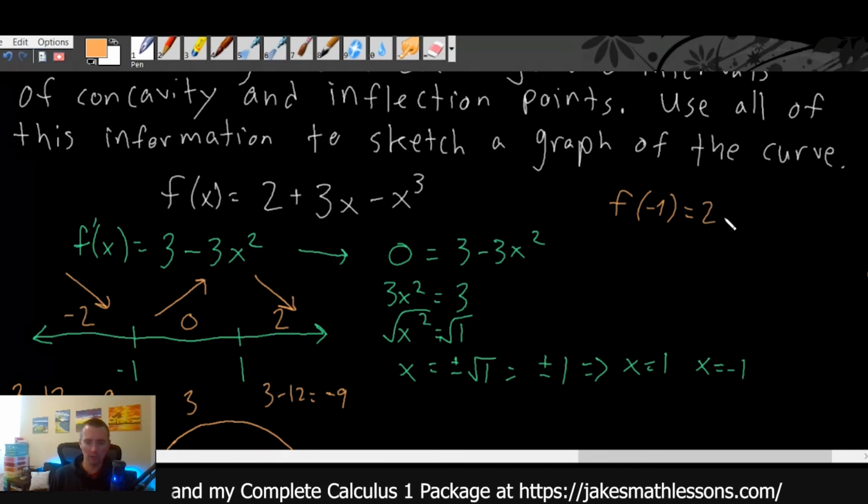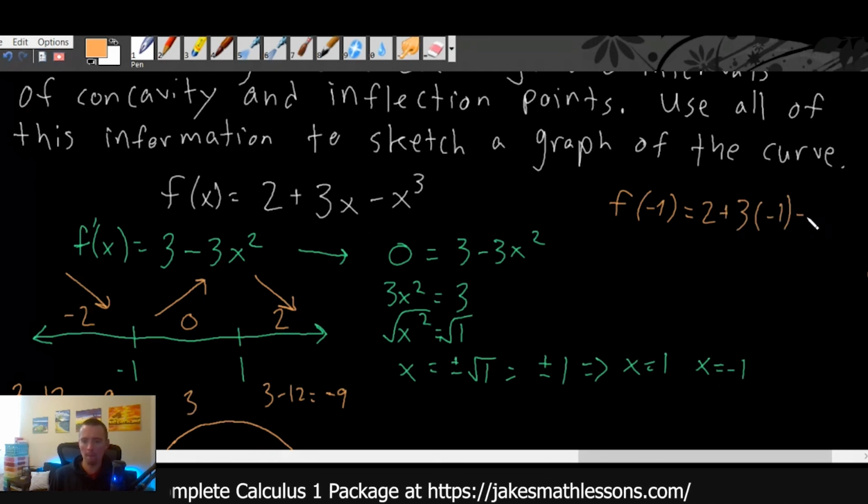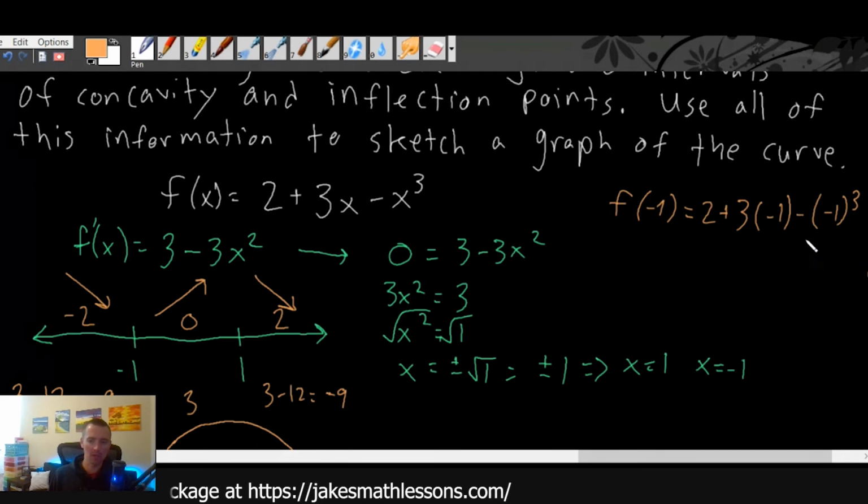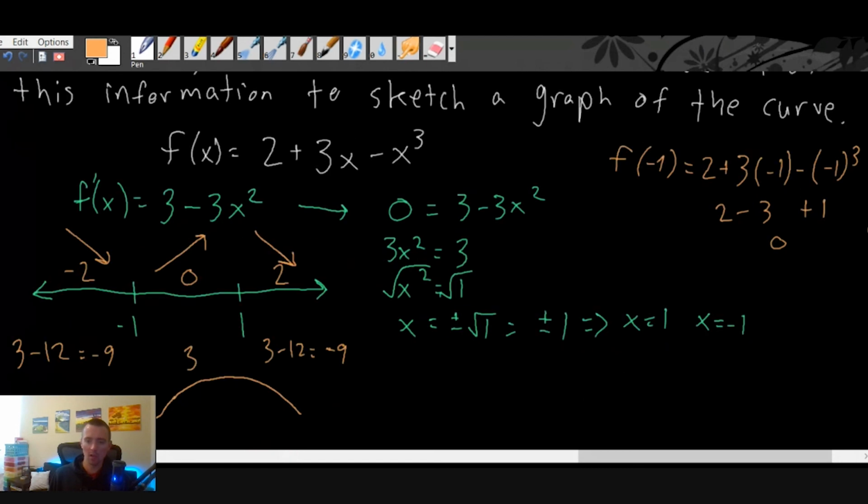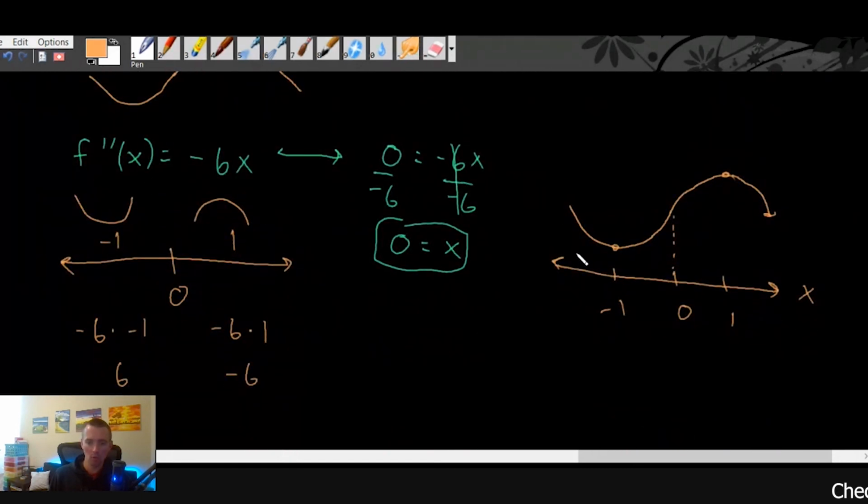Well, let's just write out how we would do that here. So -1 cubed is -1, but there's a negative here, so we're actually going to get +1 there. 3 times -1 is -3, and then 2. So 2 minus 3 is -1, plus 1 is 0. So at x equals -1, we're right on the x-axis actually.